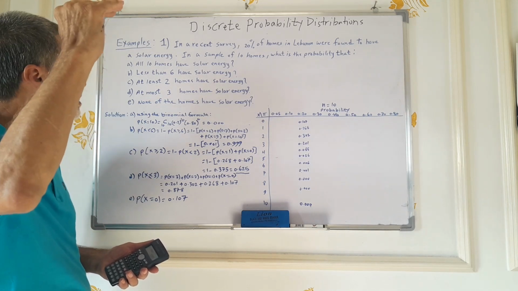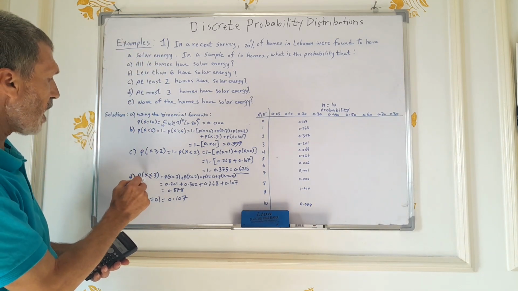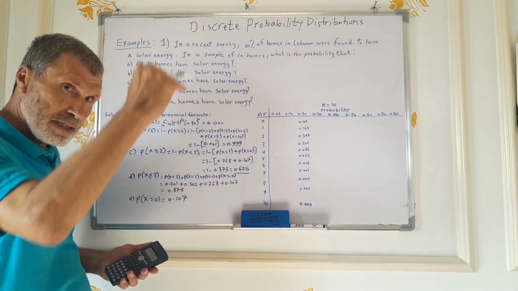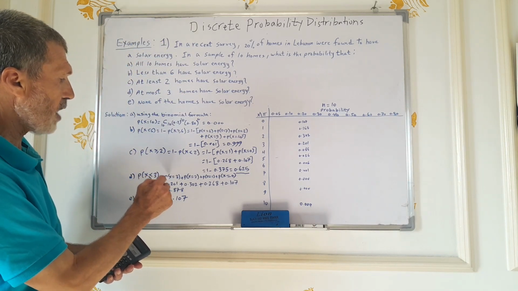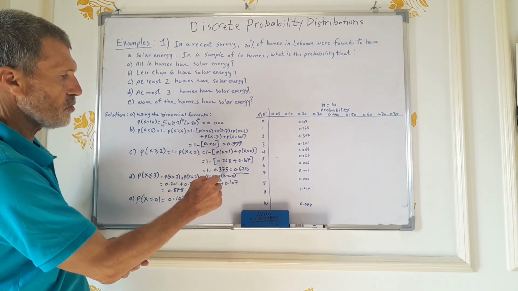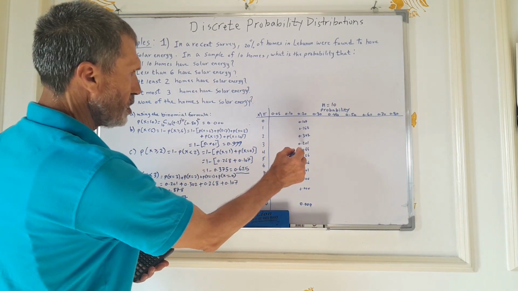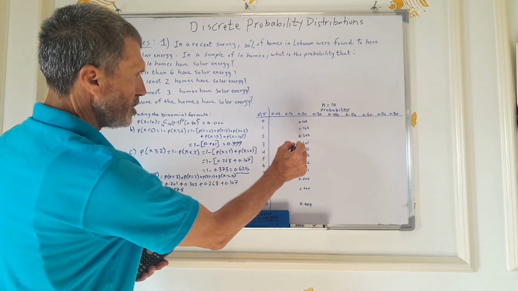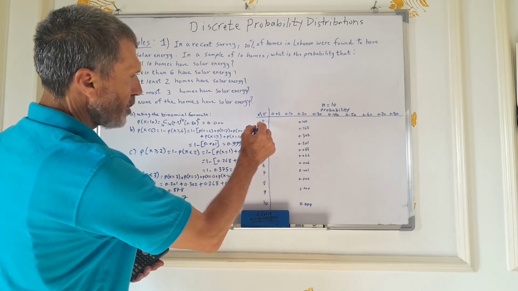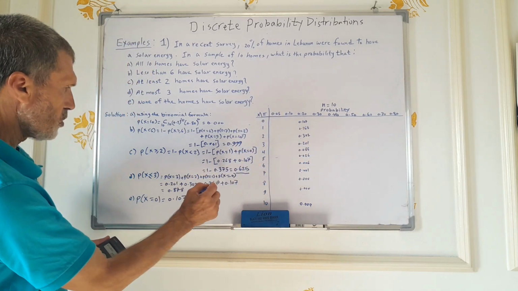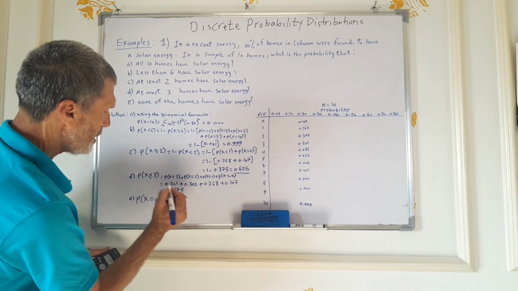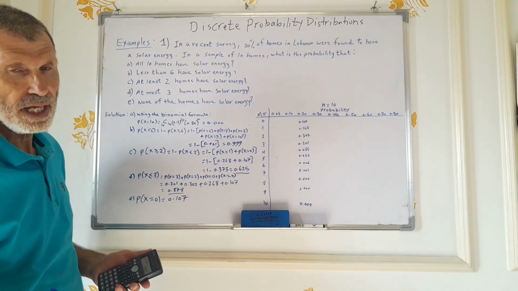Now we move to part D, which says at most 3 homes have solar energy, at most, which implies maximum 3 homes. So it's going to be equal to probability of x less than or equal to 3. At most 3 and down. So it's going to equal probability of x equal 3 plus probability of x equal 2 plus probability of x equal 1 plus probability of x equal 0. So here we come up with x equal 3, 0.201, x equal 2 plus 0.302, x equal 1 plus 0.268, and probability of x equal 0 is 0.107. We put all of these and we come up with 0.878. This is the probability of at most 3 homes have solar energy.